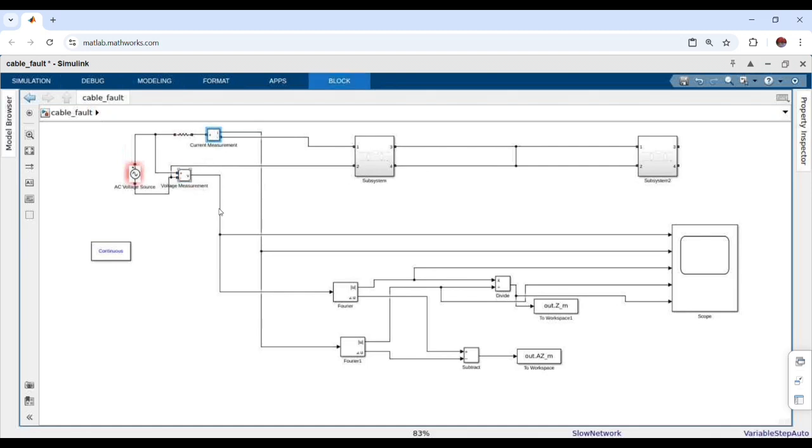The gathered data is then given to the Fourier blocks, which help to convert the data into magnitude and phase responses. This magnitude and phase response data is then given to the divide and the subtract blocks, which in turn give them to the workspace in the form of a spreadsheet, and then the scope is used to demonstrate the final graph of the data.